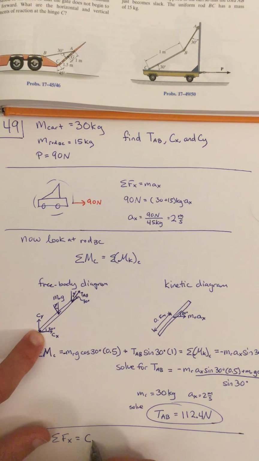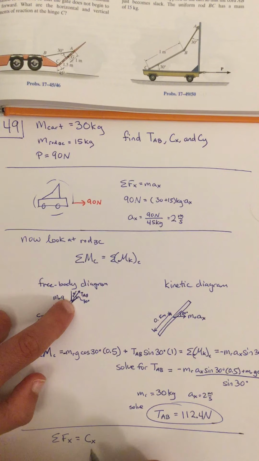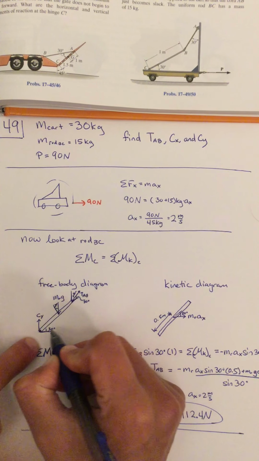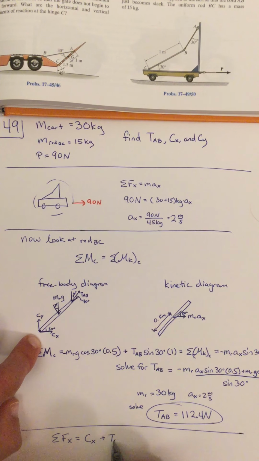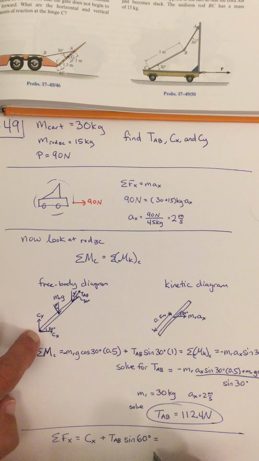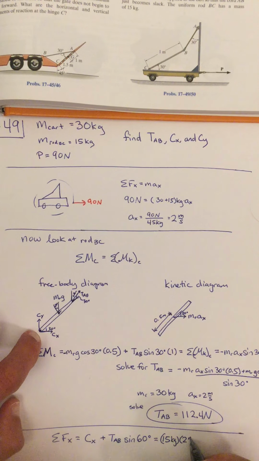The sum of the forces in the x direction is Cx plus, this force does not have an x component. Tension does, and if this angle is 30 degrees, remember we said this angle is also 30 degrees, so the angle from here to here is 60 degrees. So that's plus TAB sine 60 degrees is equal to the mass of the rod, since we're doing the free body diagram for the rod now. So that's mass of the rod, which is 15 kilograms, times the acceleration, which is 2 meters per second. So that is 30 newtons.